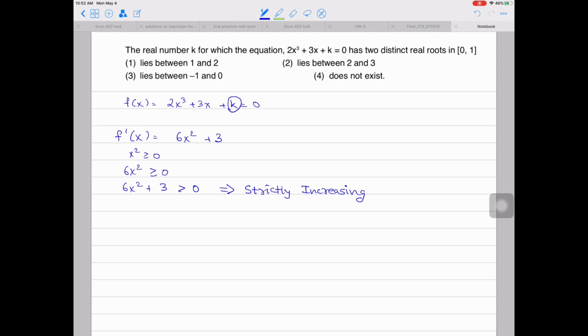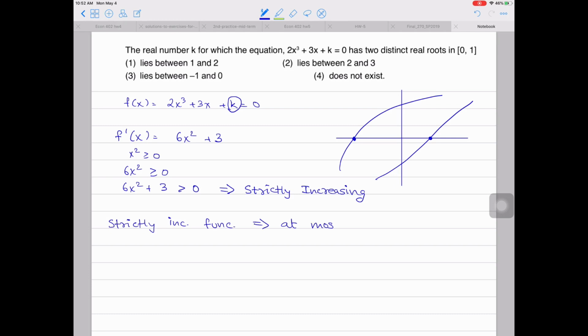So if we were to show it in a plane, a strictly increasing function looks something like this or something like this. And a function of this kind can have at most one real root. It cannot have more than one real root. So for a strictly increasing function, there is at most one real root. So there is no value of k for which this function can have 2 distinct roots.